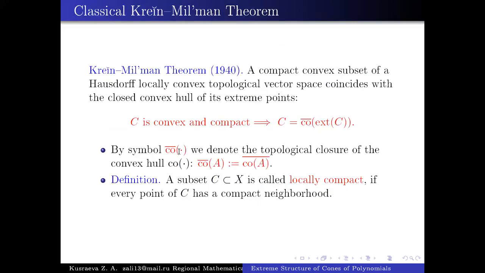Here a natural question arises: what to do in a situation when the convex set under consideration is not compact? In this situation, it turns out that it's not enough to use extreme points to describe the convex set, and one has to add so-called extreme rays.